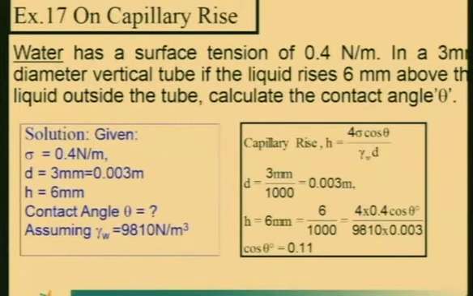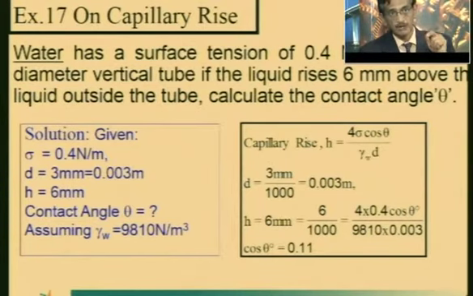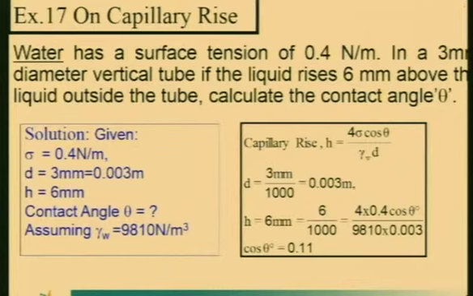So, in this case, the given quantity is surface tension sigma, which is 0.4 Newton per meter. As I mentioned earlier also, surface tension is force per unit length. Is it okay? So, 0.4 Newton per meter. Diameter of the tube is given as 3 mm. We will divide it by 1000.